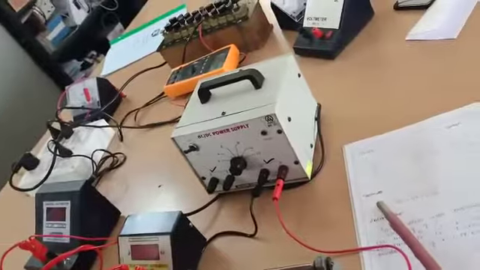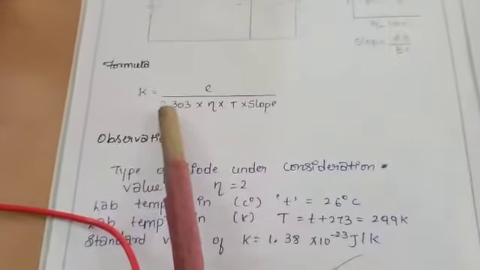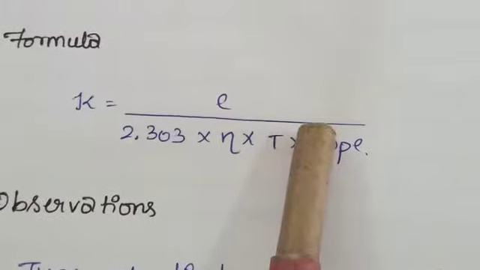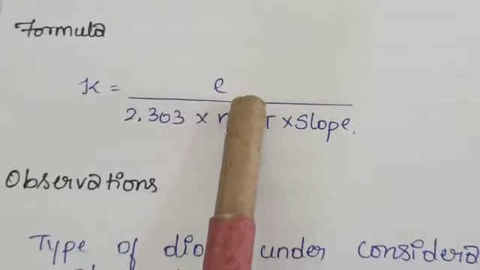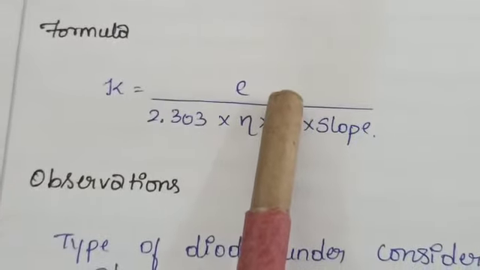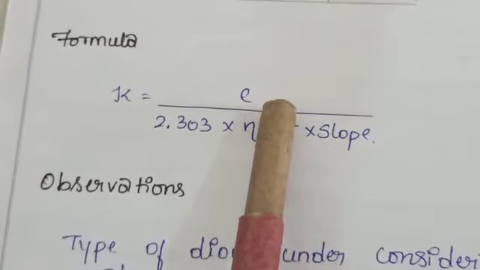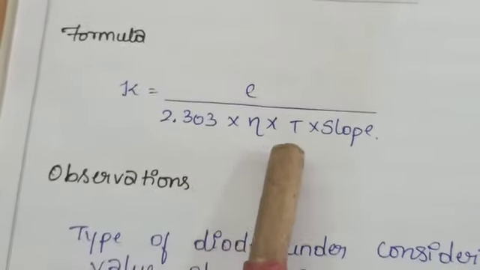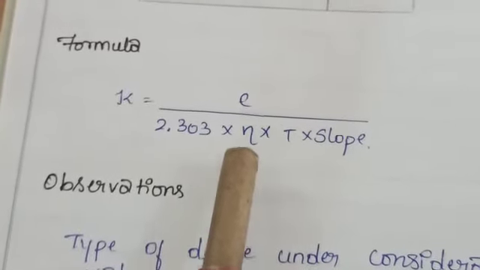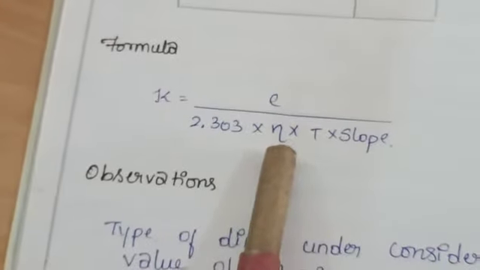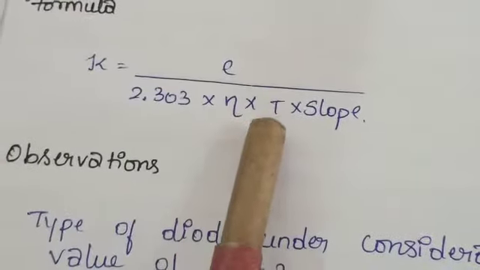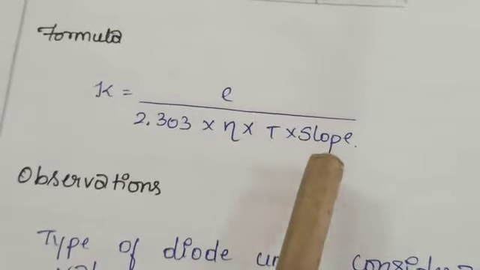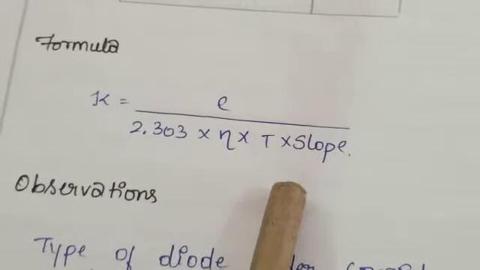Here we use the formula, that is K is equal to E divided by 2.303 into eta into T into slope. Here E is the charge of an electron, that is a constant value, 1.6 into 10 power of minus 19 coulomb. Eta will be taken as 2 because the PN junction diode used is silicon, and T will be the temperature in Kelvin, and the slope will be determined by taking the readings of voltage and current by varying the rheostat.